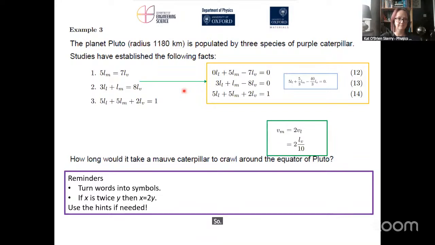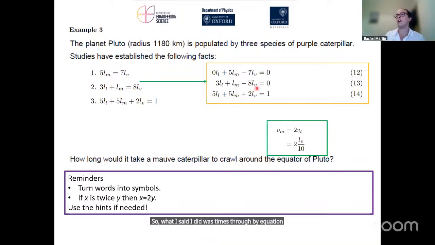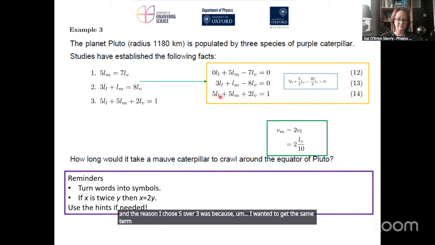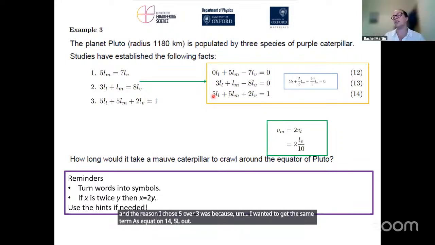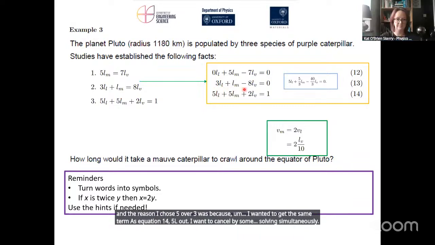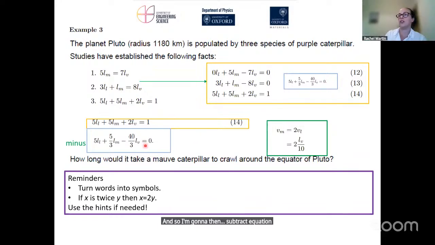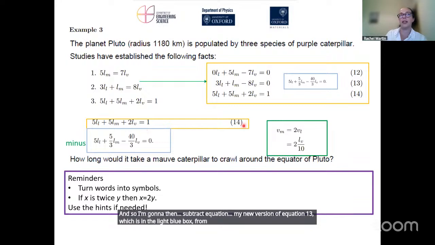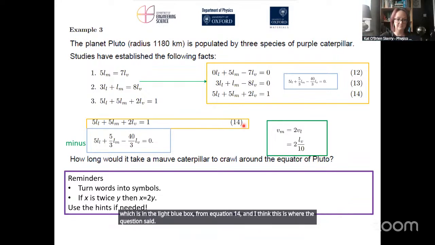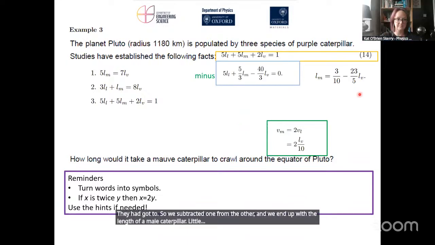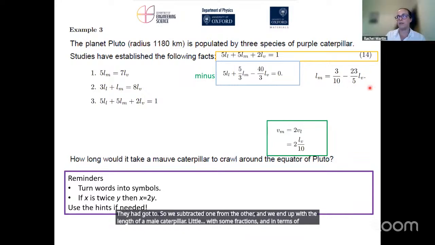So what I said I did was times equation 13 through by 5 over 3. The reason I chose 5 over 3 was because I wanted to get the same term as equation 14, 5L out. I want to cancel by solving simultaneously. And so I'm going to subtract my new version of equation 13, which is in the light blue box, from equation 14. And I think this is where the question said they had got to. So we subtracted one from the other, and we end up with the length of a mauve caterpillar, but still with some fractions, and in terms of the length of the violet caterpillar.